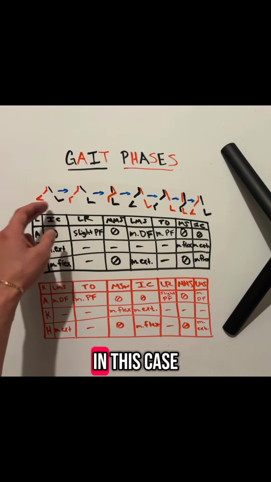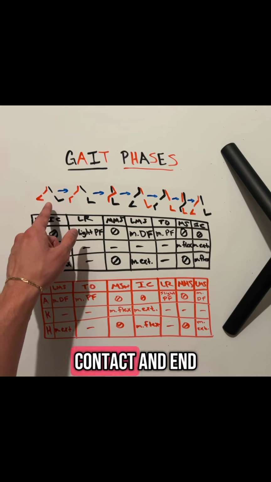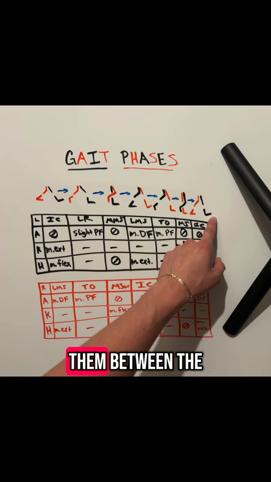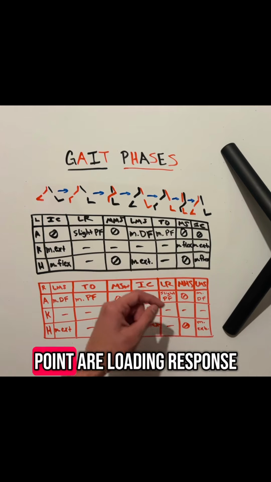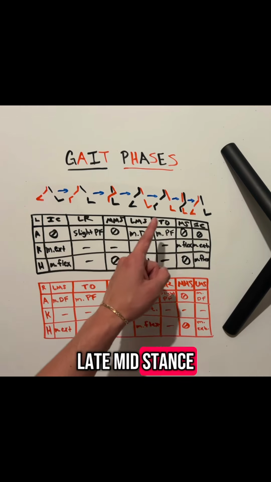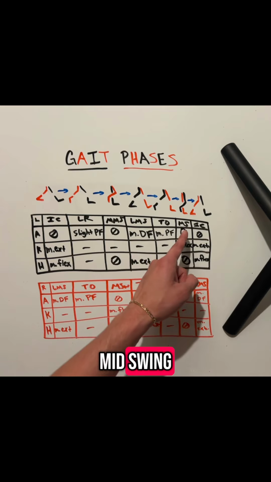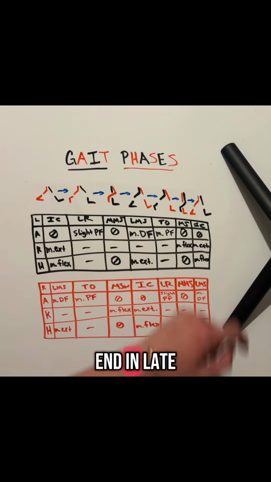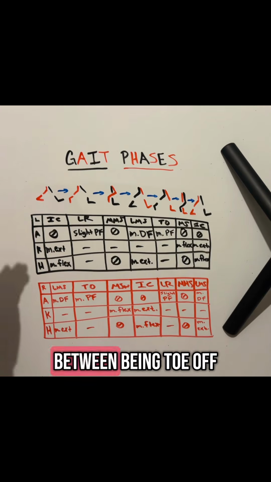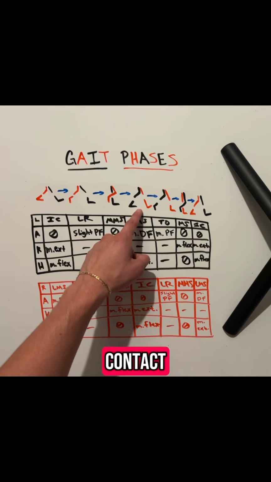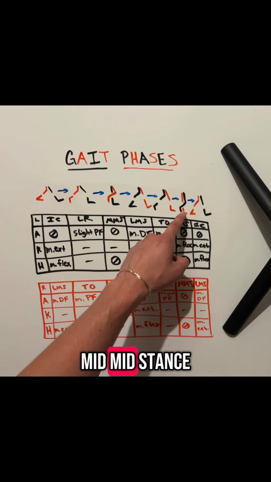So the left leg in this case is going to start in initial contact and end in initial contact. The actions between them, between the start and ending point, are loading response, mid stance, late mid stance, toe off, and mid swing. Whereas that right leg is going to start and end in late mid stance, with the actions between being toe off, mid swing, initial contact, loading response, and mid stance.